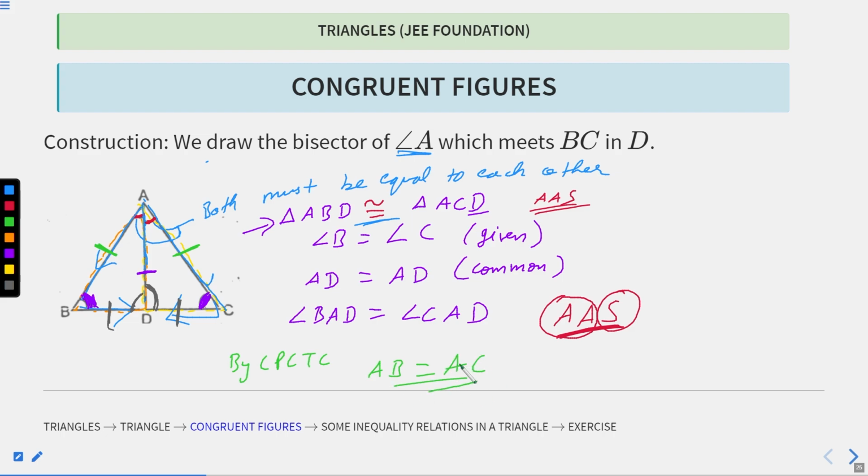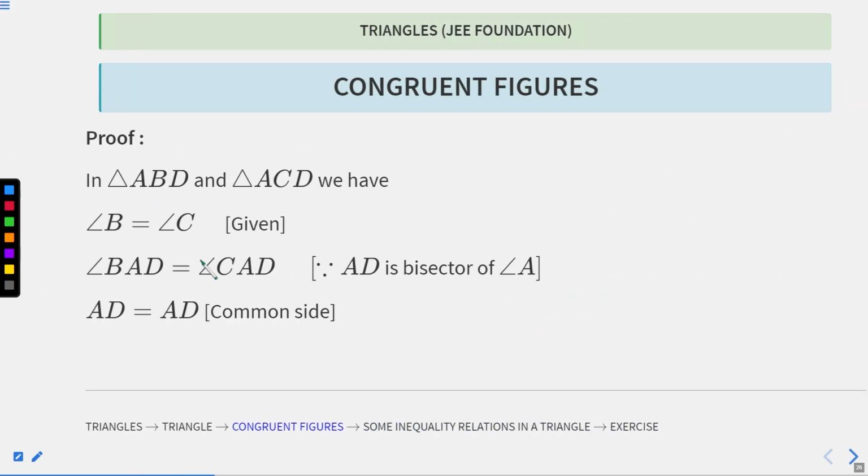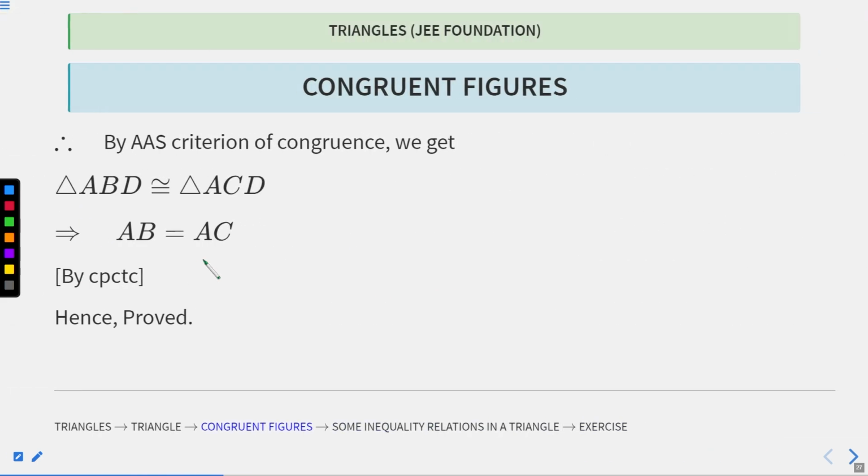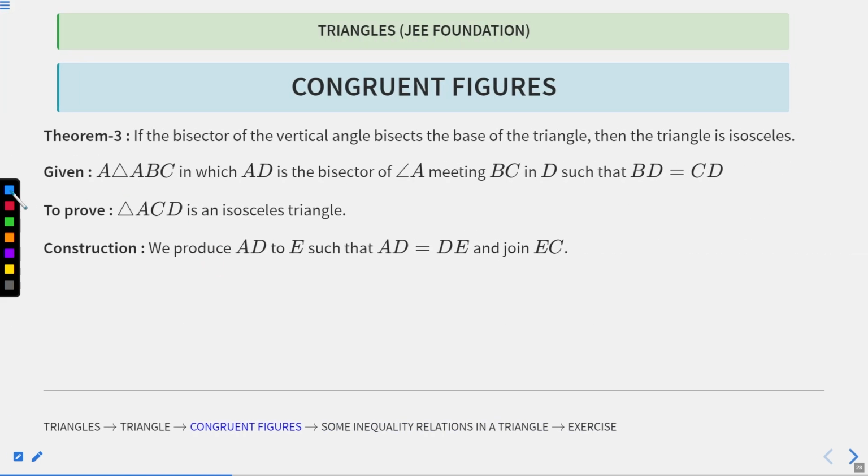I hope you can understand, or just see from this that AB is equal to AC, BD is equal to CD, and AD is equal to AD. I hope this is clear to you. Let's move to the next and we'll see more theorems.